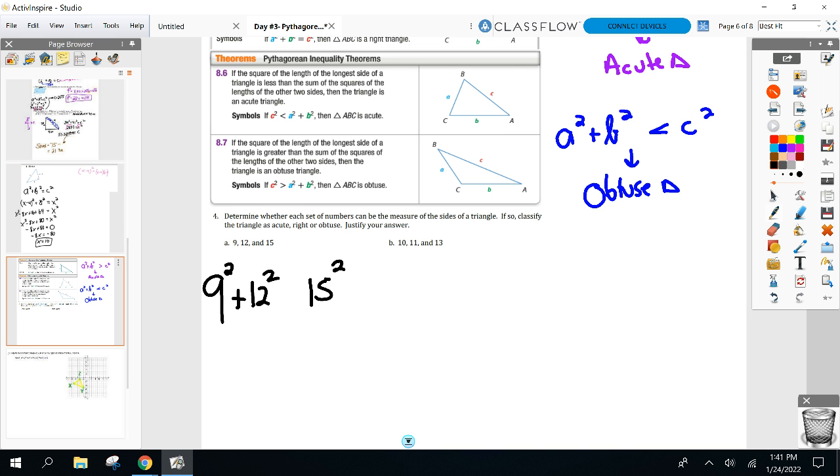So we're all getting 225 on the left side. And on the right side, we also get 225. So if they're equal, 9, 12, 15 would be sides of a right triangle. It would be sides of a right triangle. Okay? Questions?